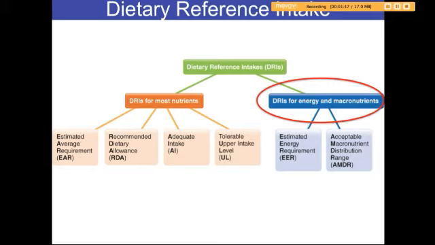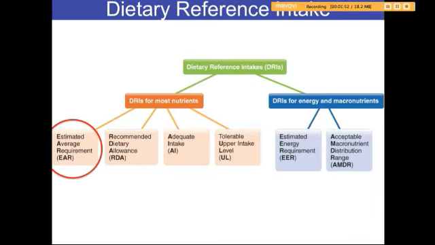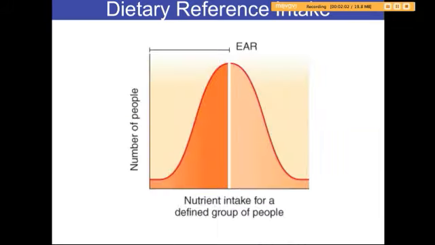DRIs for energy and macronutrients are specific to macronutrients. Let's start with the estimated average requirement, so the EAR. You can go to page 17 in your textbook to get a good idea of what estimated average requirement represents. It's basically the average daily nutrient intake level that meets the requirements of half of a healthy individual group.